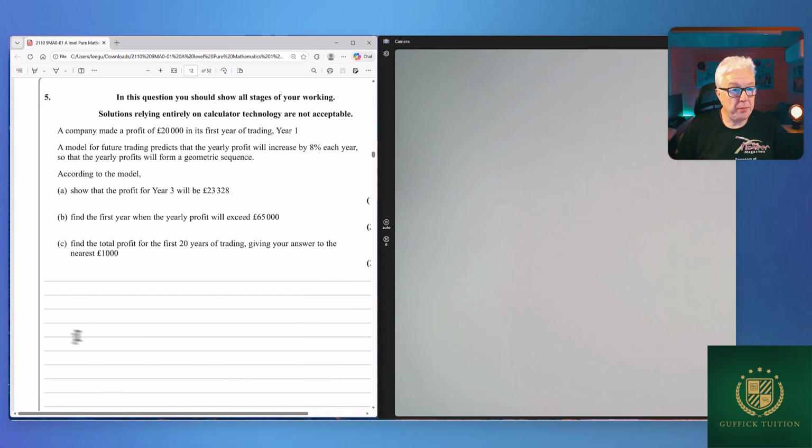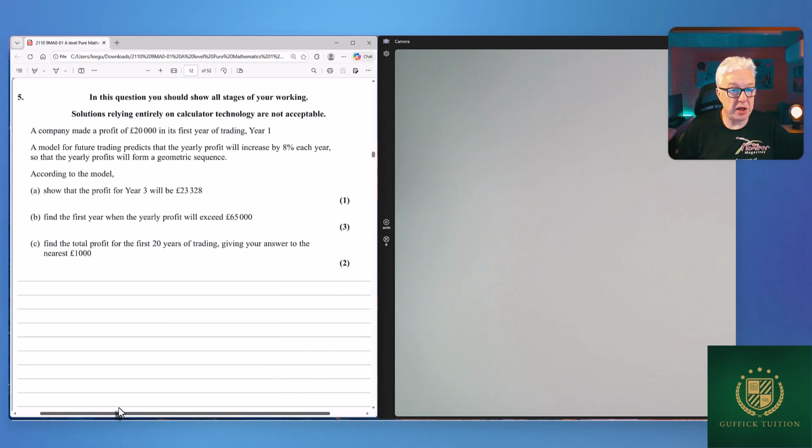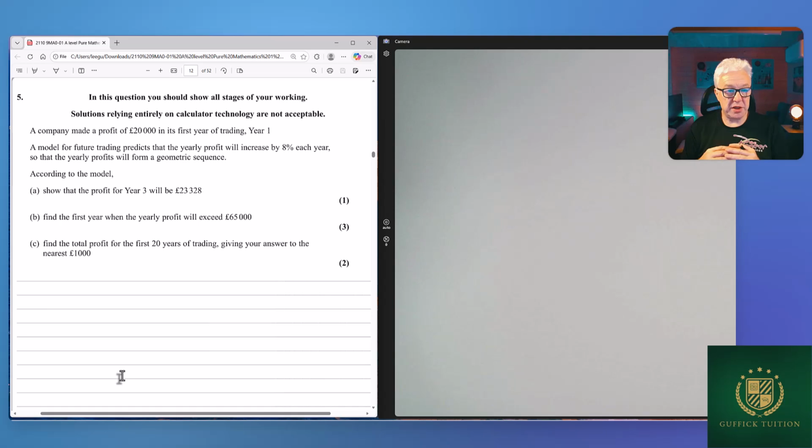Okay, so it says a company made a profit of £20,000 in its first year of trading, year one. A model for future trading predicts that the yearly profit will increase by 8% each year, so that the yearly profits form a geometric sequence. According to the model, show that the profit in year 3 will equal 23,328.